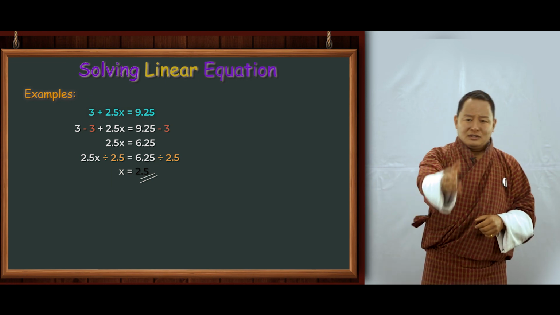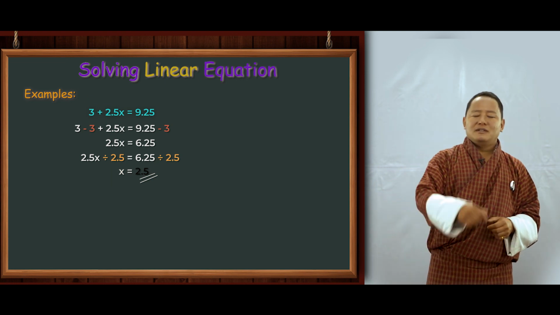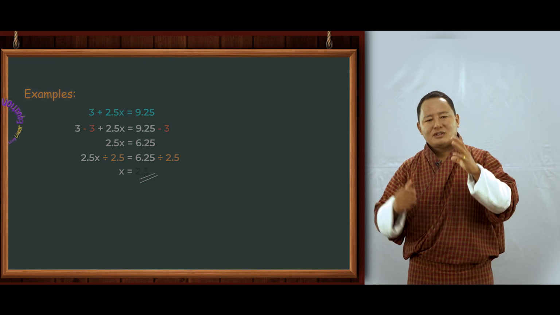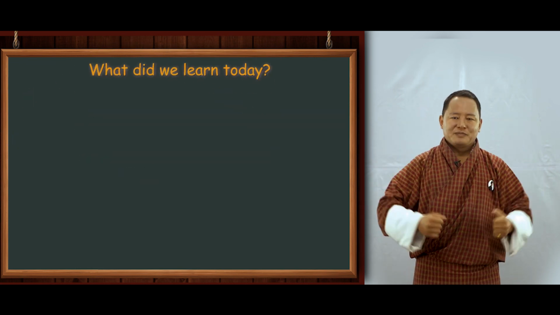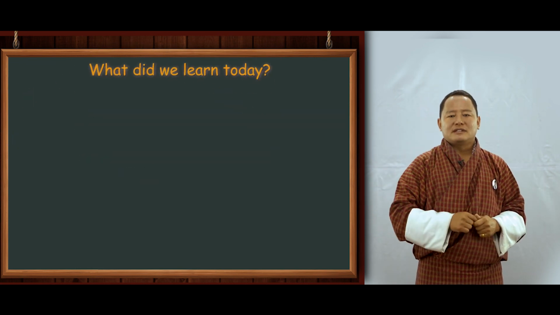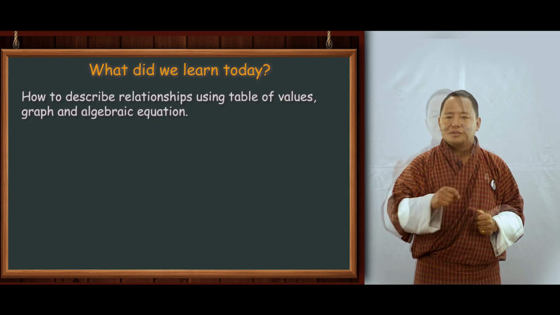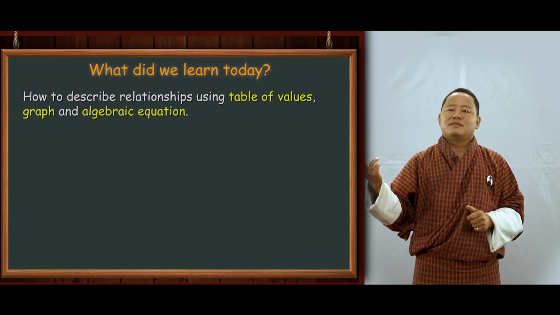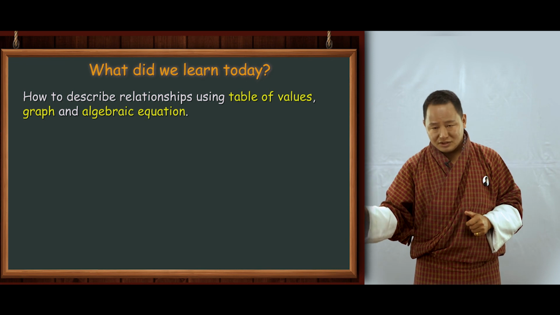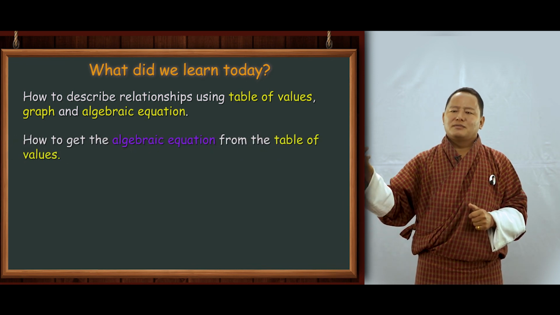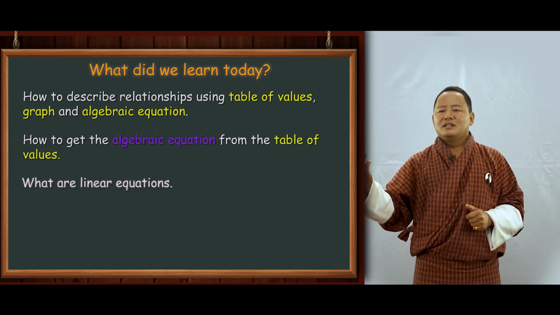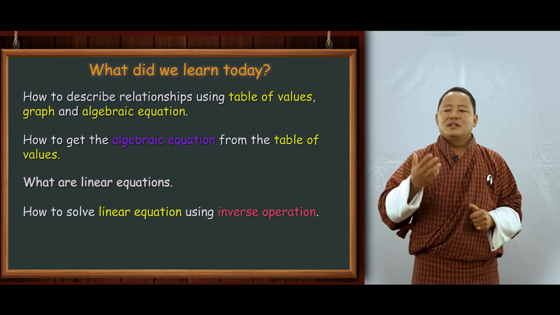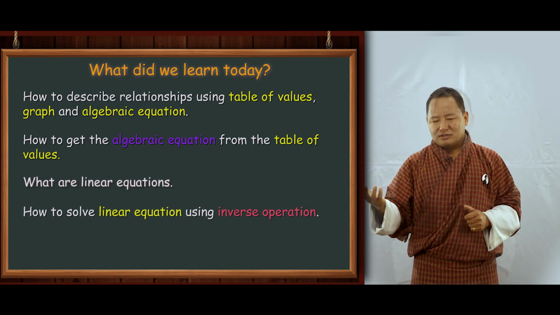Okay, that's all I have for you today. And before I conclude, let's try to recollect what we have learned. Today in today's lesson, we have learned how to describe relations using table of values, graphs and algebraic equations, how to get the algebraic equation from the table of values, what linear equations are, and how to solve linear equations using inverse operations.